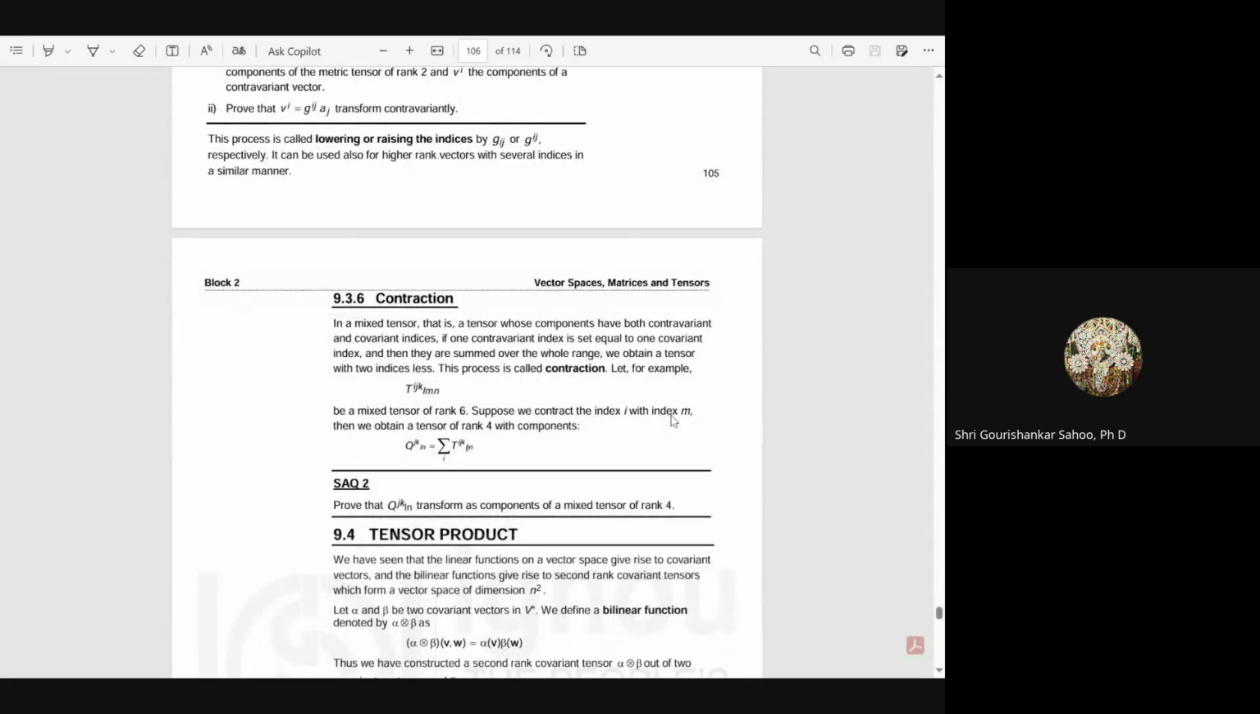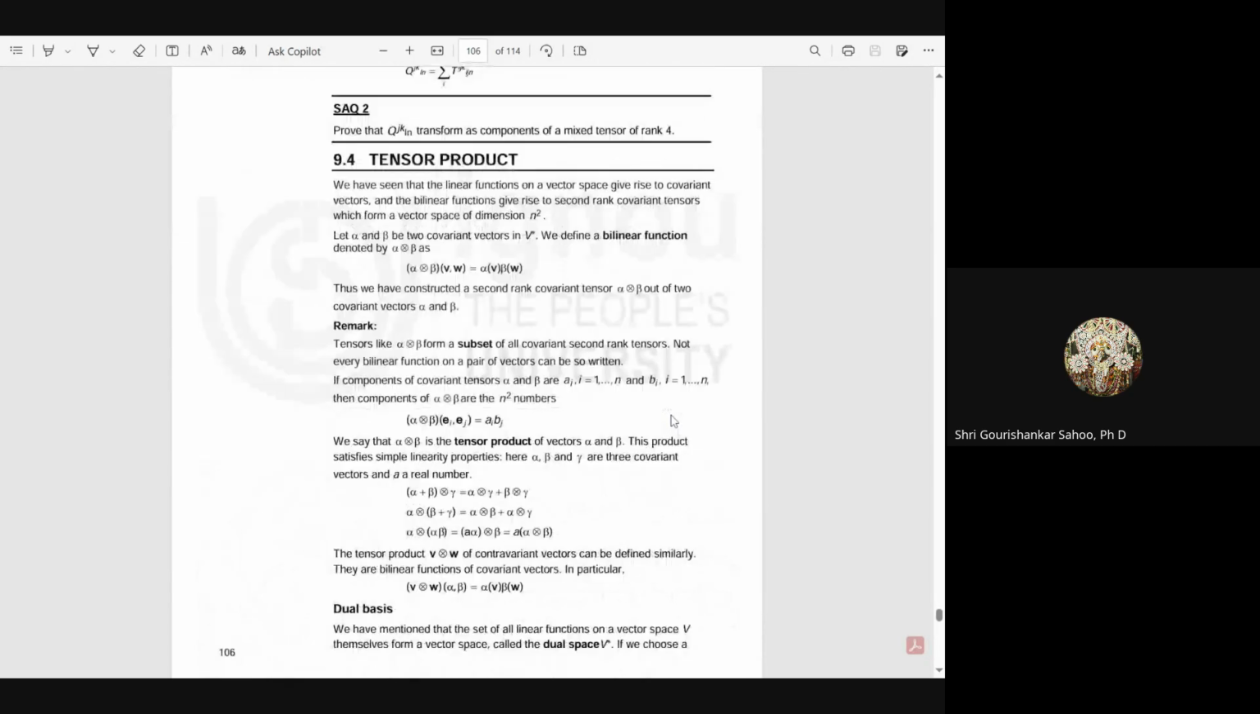Then contraction in a mixed tensor, that is a tensor whose components have both contravariant and covariant indices. If one contravariant index is set equal to one covariant index, then they are summed over the whole range, and we obtain a tensor with two indices less. And this process is called contraction. Are you getting it? Then your tensor product, bilinear function, and your tensor product.